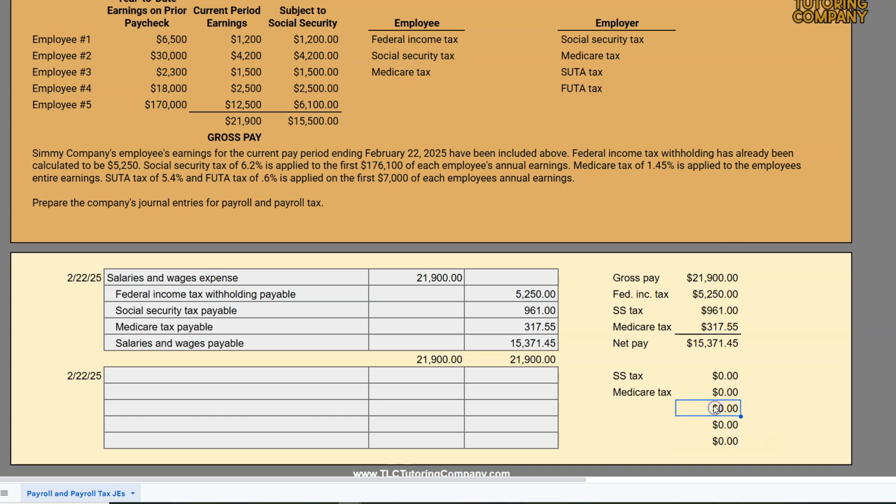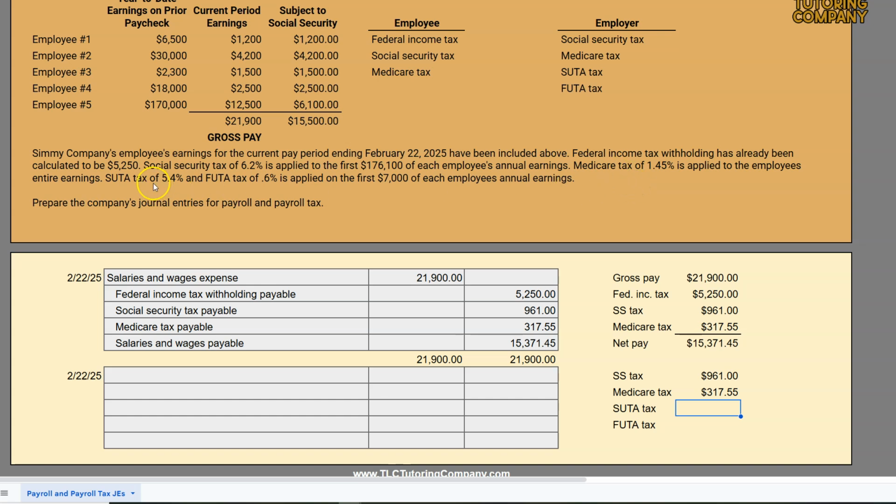Just grabbing this for the formatting. There you go. And then they also have to pay SUTA and unemployment to the state and FUTA. Now, Social Security and Medicare, we already calculated those. Those can just get grabbed. SUTA and FUTA, though, we're going to have to deal with another threshold.